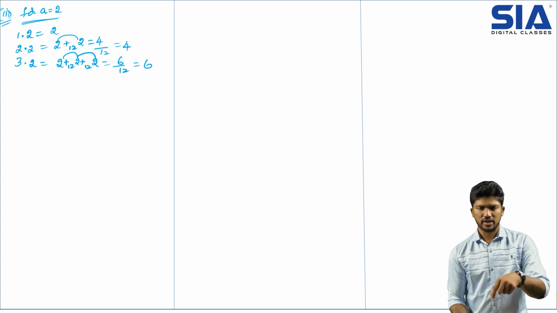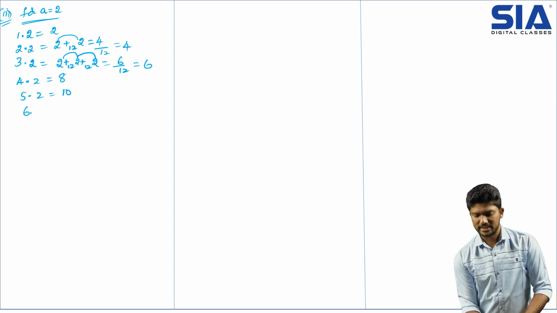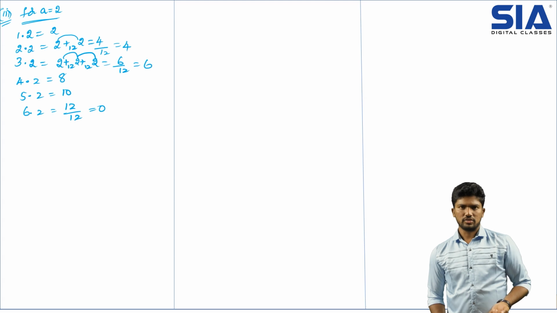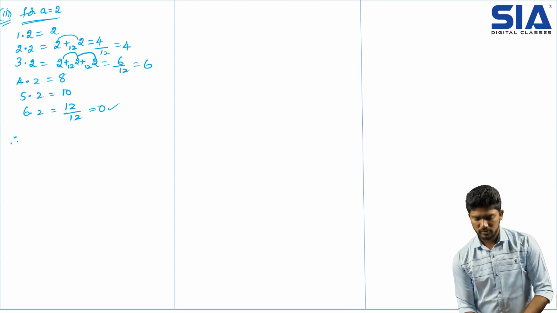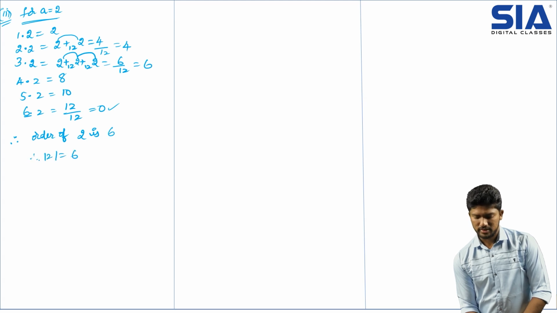So in this format, if you proceed, 4 into 2 is 8. Next 5 into 2 is 10. Next 6 into 2 is nothing but 12. So 12 by 12 is equal to remainder 0. That remainder is the addition identity. So we have to stop the process there only. Therefore the order of 2 is equal to 6.